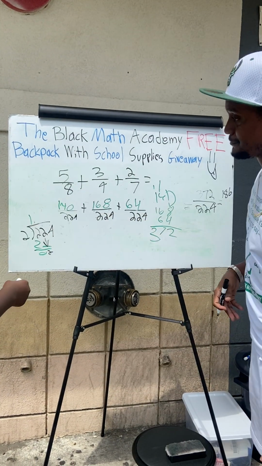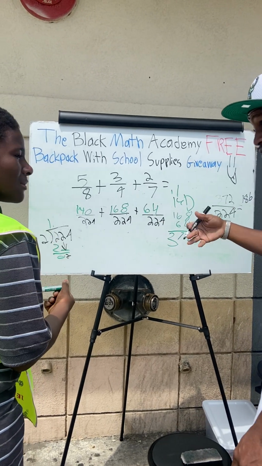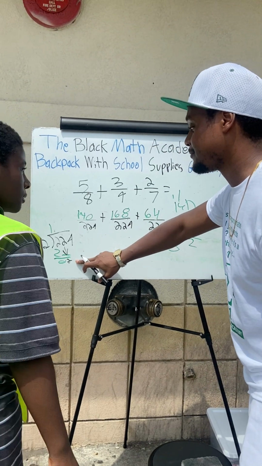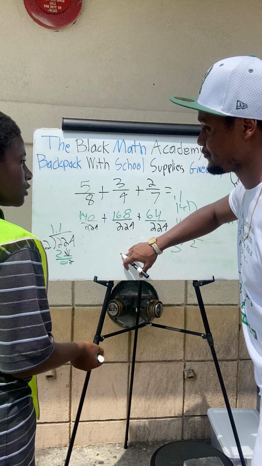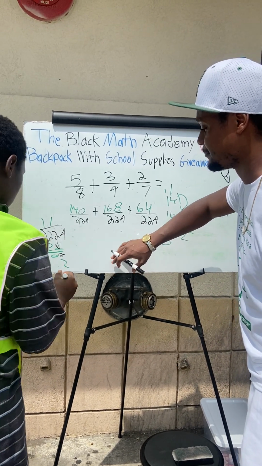We can do it again. Everything we just did, we just keep repeating the same process. How many times is 2 going into 2 again? 1. 1 times 2 is 2. Underneath. Subtract. Almost done.